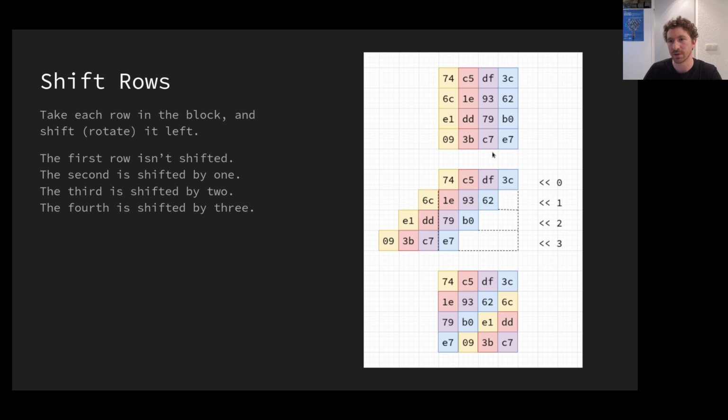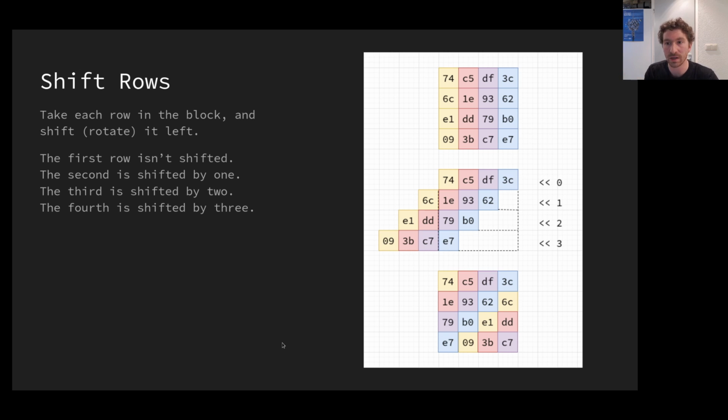So we take this original block here. The first row we actually don't shift. The second row we shift by 1, so we shift all the bytes over, and you can see these bytes end up getting pushed out of the block, and we just take those and shift them back. So the whole thing is actually a rotation rather than a shift. We're rotating bytes around. Here we rotate 2 bytes out, we rotate them back in. Here we rotate 3 bytes in and we rotate them back out to the other side.